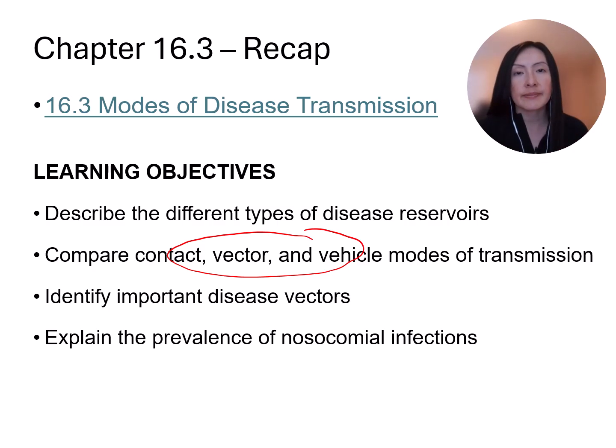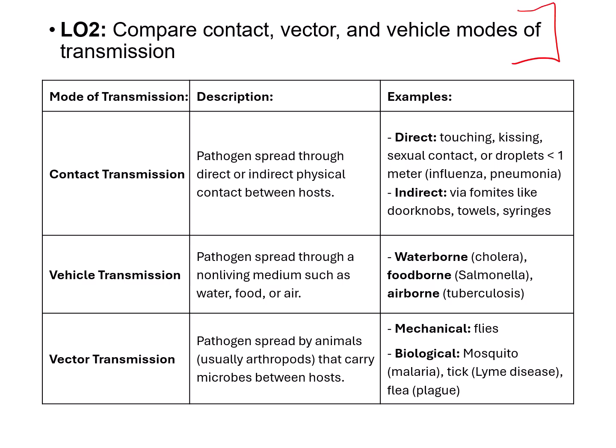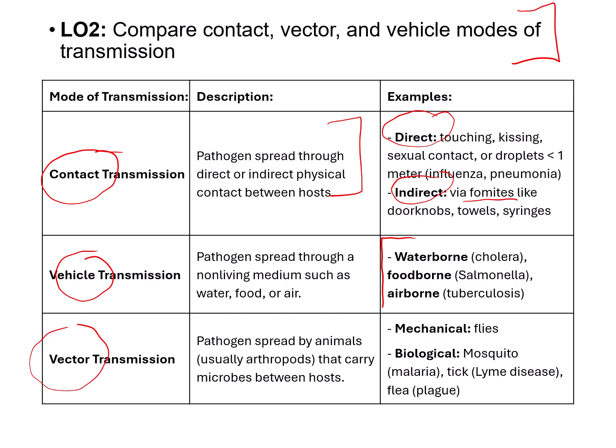All right, going back to that second learning objective, looking at contact, vehicle, and vector transmission. Contact transmission was between hosts, such as direct or indirect contact through fomites. Vehicle was through water, food, or air. And vector transmission was usually through those arthropods, which can occur through mechanical or biological transmission.